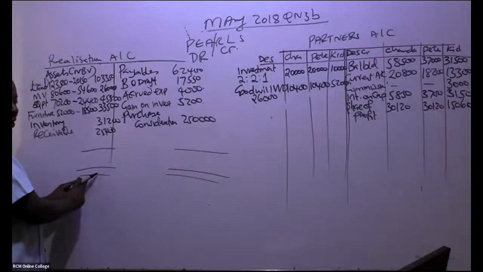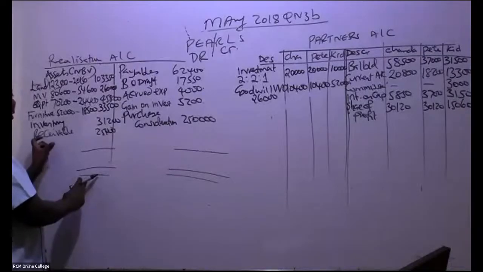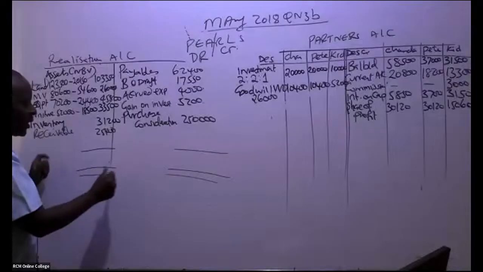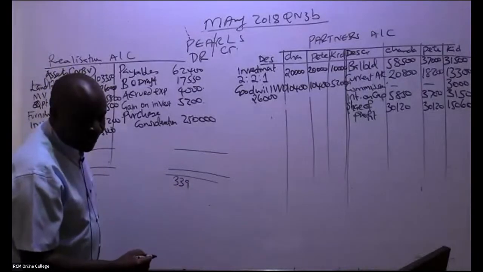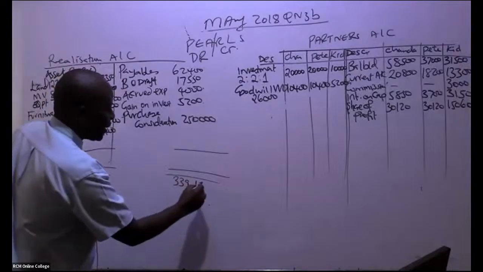Yeah, if goodwill wasn't written off, thanks for that question, and then you are told automatically it has been taken by the new company, you would have debited it here. So the credit side, I'm being told, is 339,150 credit.